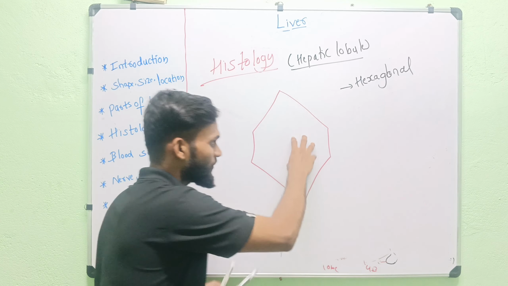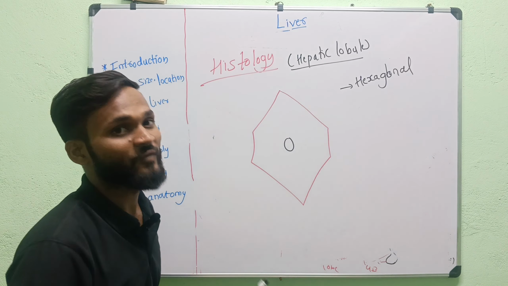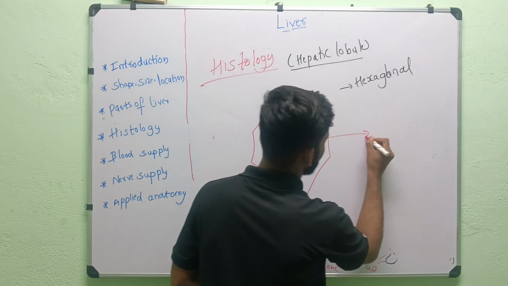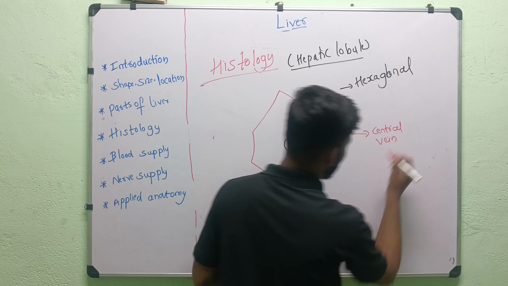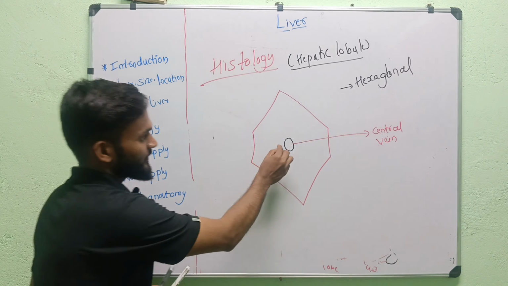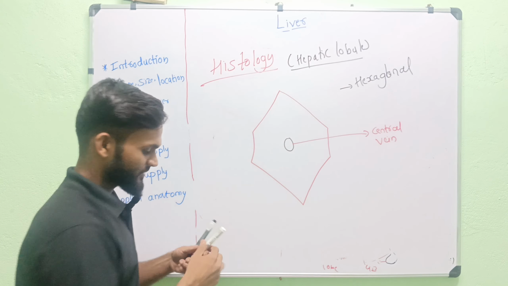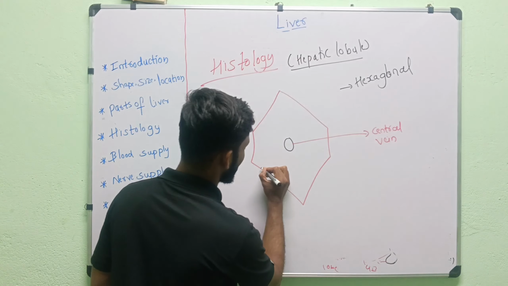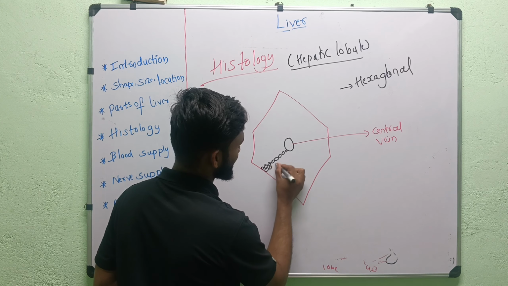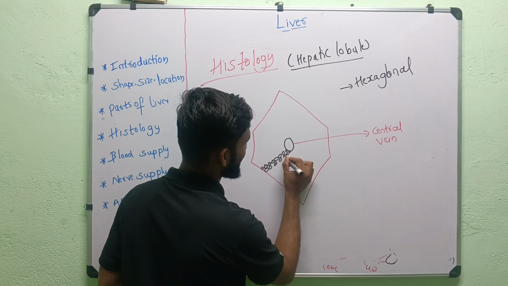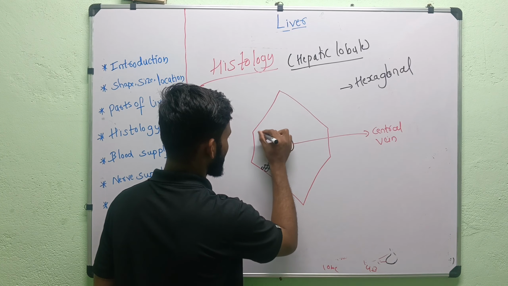At the center of your lobule, there is a specialized vein. This vein is known as the central vein. The pairs of columns of cubic cells originate from your central vein and radiate outward from it.